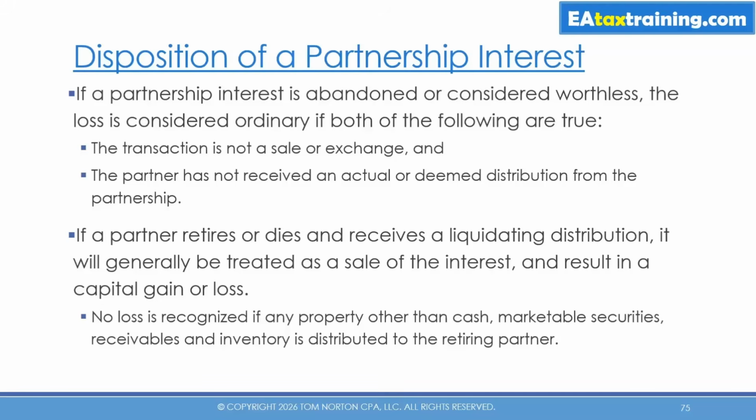If the property distributed is not cash, marketable securities, receivables, or inventory, then no loss is going to be recognized. You can have a gain if you're getting that other property, but you cannot have a loss. Then, of course, you'd be inheriting the adjusted basis of the partnership. So once you sell that asset, then you would have a gain or loss. But you don't recognize a loss on the distribution of that property.